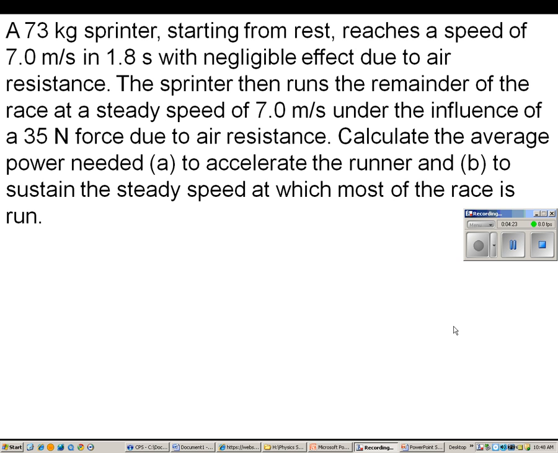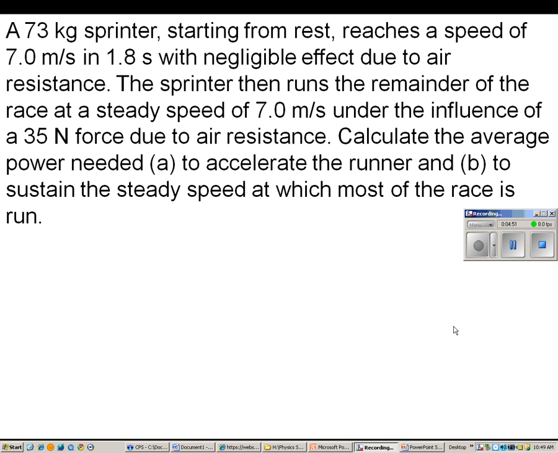Another problem we have here is a 73 kilogram sprinter starting from rest who reaches a speed of 7 meters per second in 1.8 seconds. There is a negligible effect due to air resistance. The sprinter then runs the remainder of the race at a steady speed of 7 meters per second under the influence of a 35 newton force due to air resistance. So in the beginning, there's no air resistance, but then once we reach a speed of 7 meters per second, we have a 35 newton force of air resistance.